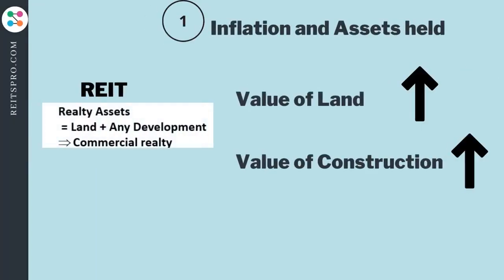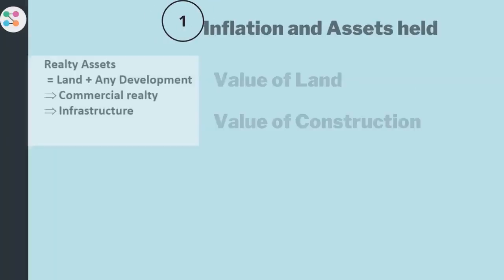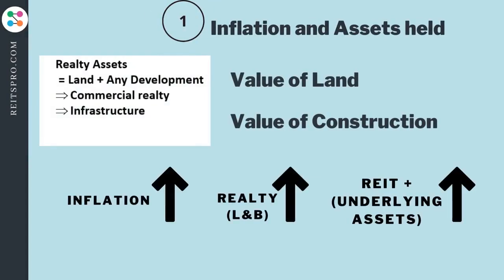Now when inflation goes up, what really happens is that the two components of realty of REITs, in fact one component, which is realty, comprises two subcomponents, which are land and construction. Now when inflation happens, realty, both land and building, go up, and REIT is also positively impacted because the underlying assets would tend to go up by this reasoning.